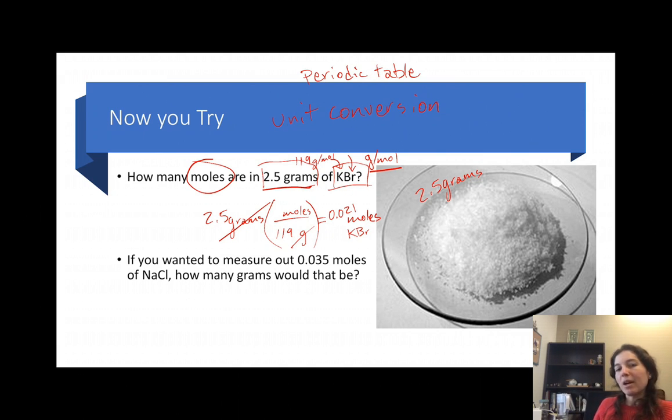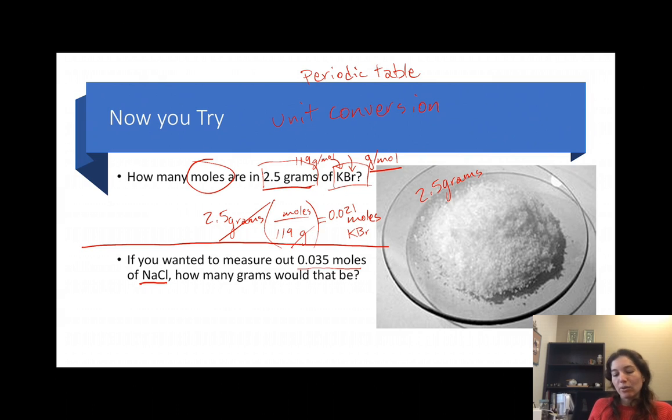Let's try this one more time, but going the other direction. So if you wanted to measure out 0.035 moles of, let's say, sodium chloride instead of potassium bromide, how many grams would that be? So do the same thing here, except kind of going backwards. So you'll need the molar mass of NaCl from the periodic table in order to find grams.